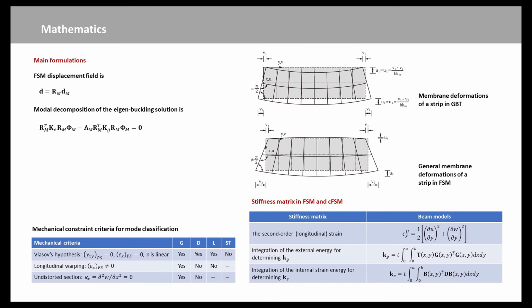Modal decomposition of the eigenbuckling solution is completed by introducing the desired constraint matrix Rm that constrains the deformations to the desired space M, and thus the FSM equation becomes a new equation. The new equation reduces the problem size to the size of the M space and constrains the deformations to be consistent with that same M space, effectively decomposing the solution. Modal identification of any FSM solution is also possible.